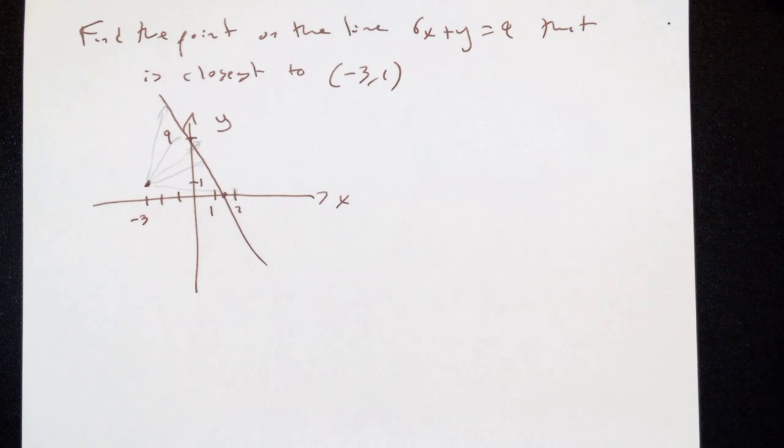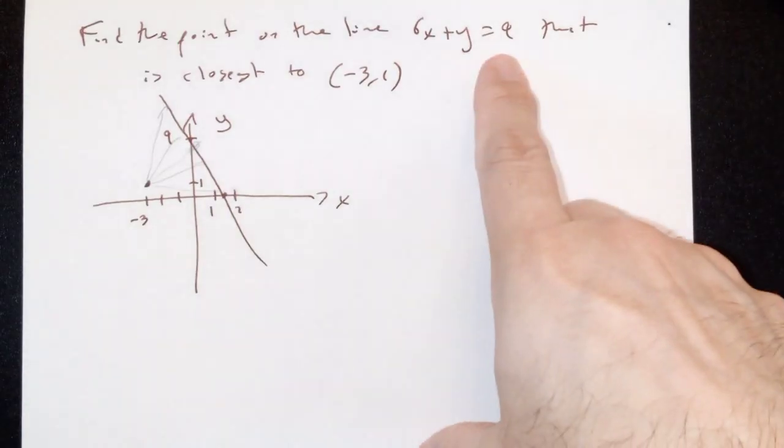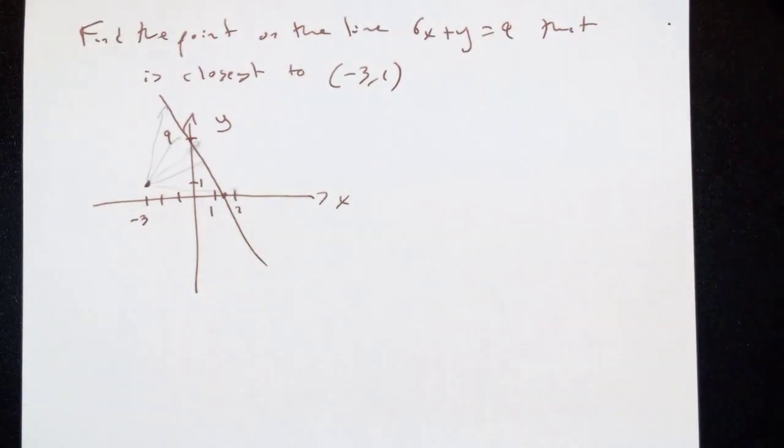Well, distance in x is only the horizontal distance. I want the distance to the line. That might not be horizontal. Well, if I plug in negative 3, 1, I'm not going to get 9. Derivative helps me maximize or minimize. I need to know what the derivative of what.